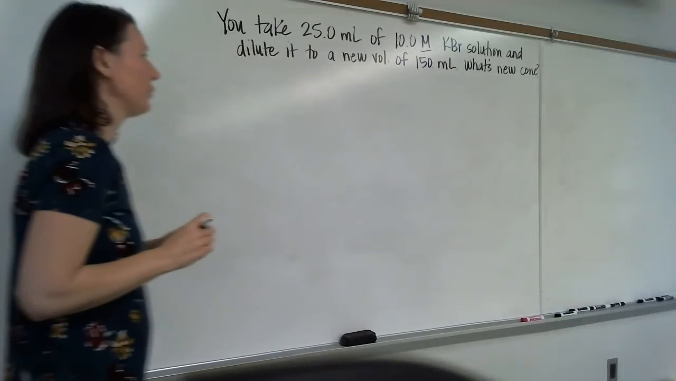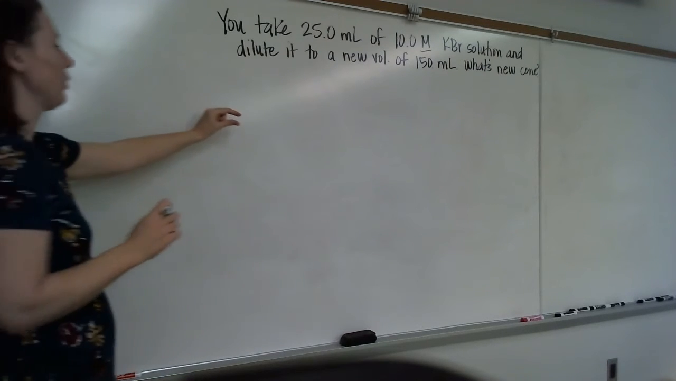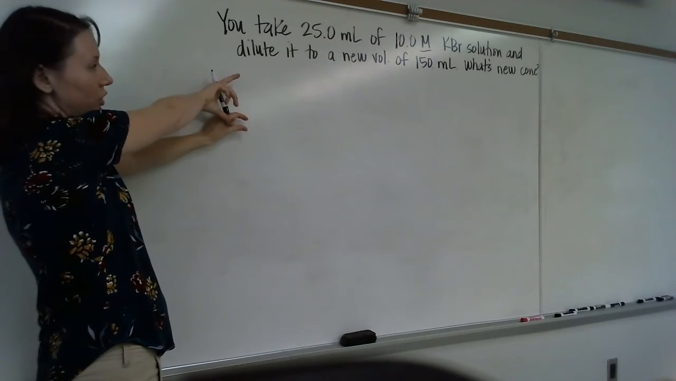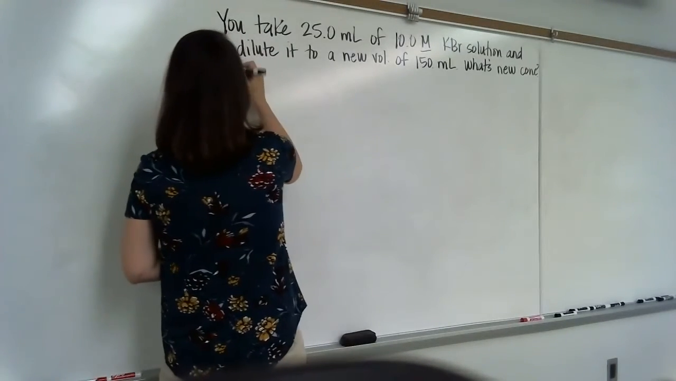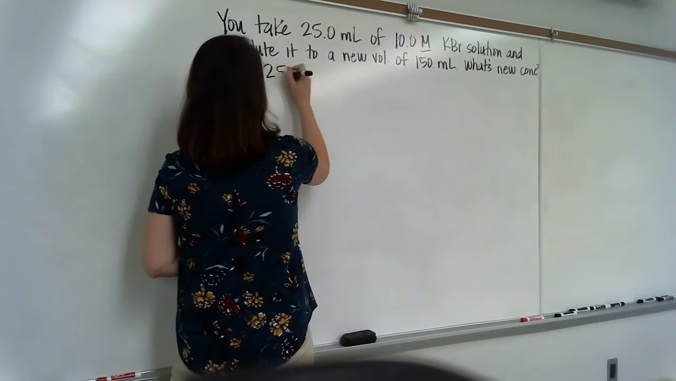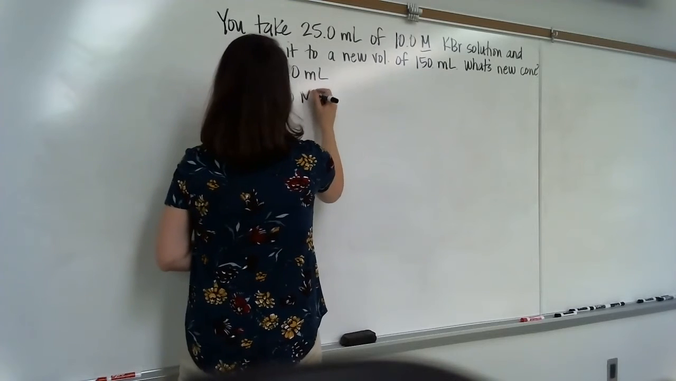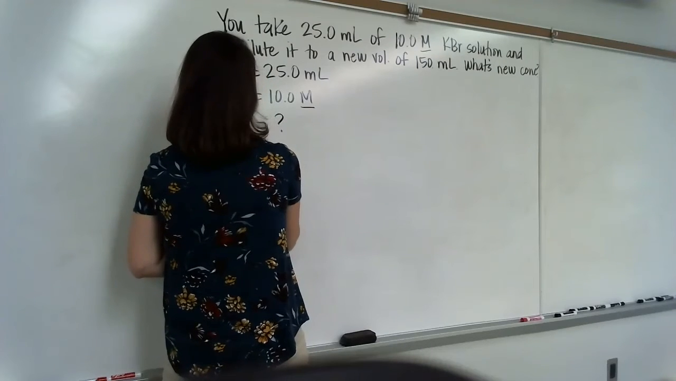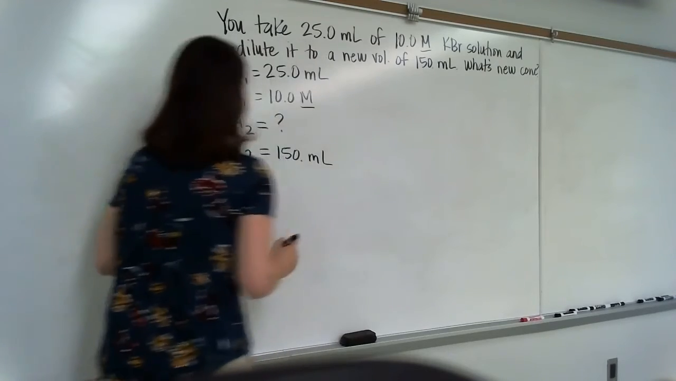So it starts out at 10 molar. What's going to happen to that molarity? Is it going to go up or down? Taking 25 milliliters, and you're diluting it to this much space, what's going to happen to the new concentration? It's going to be higher than 10 or lower than 10? It should be less than 10, right? So let's just list out our variables. M1 is 25.0 mils. V1 is 10 molar. M2, that's what we're solving for. V2 is 150 mils.